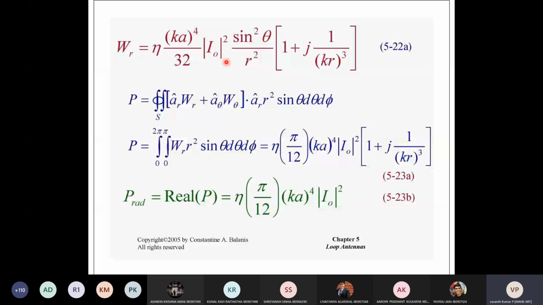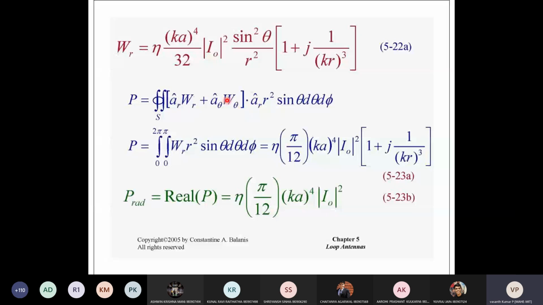Half into E cross H, half into E cross H star. So you will get this expression. Okay, so that is given by this. So the power is given by this relation.